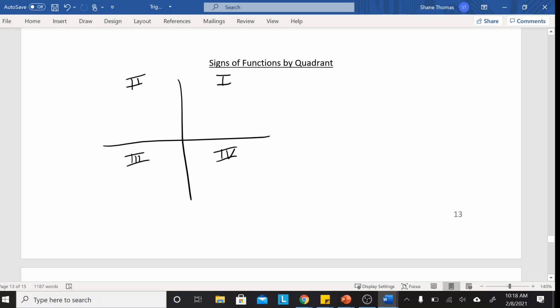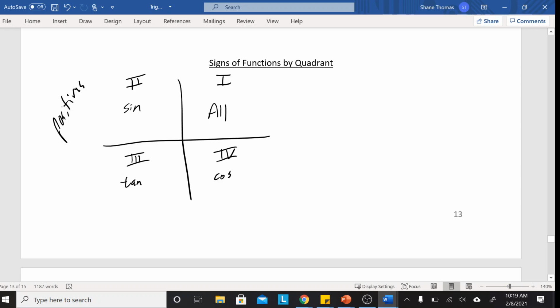Okay, in quadrant 1, these are all your positives. In quadrant 1, all 6 trig functions will be positive. In quadrant 2, it's going to be your sine function. Quadrant 3, your tangent function. Quadrant 4 is going to be your cosine.